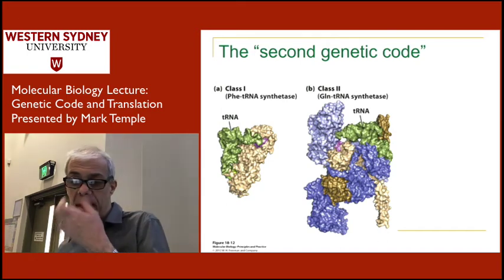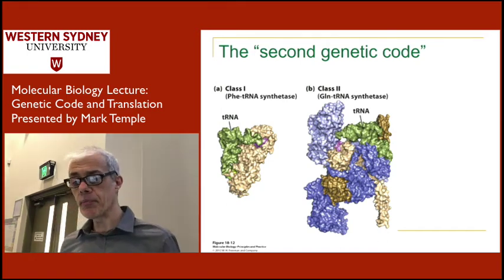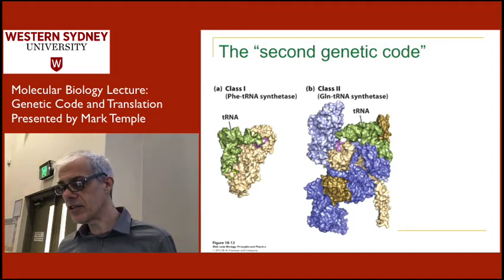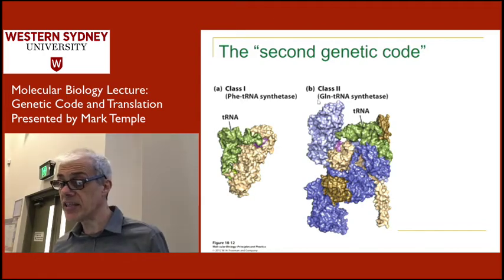So this is just showing the protein, shown in the big green molecule here. I've shown you this earlier. This is the transfer RNA. And again, here's the transfer RNA. And here's the amino acid shown here. There are two types of tRNA synthetases, and these are the two types shown here.